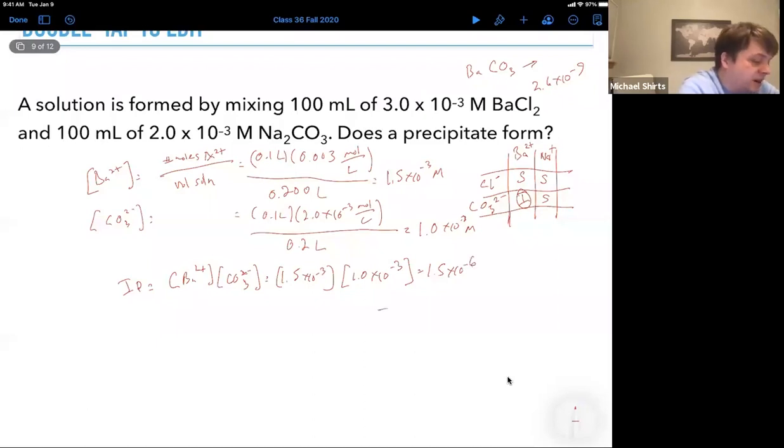And so the ion product is greater than the KSP. And so yes, it will precipitate. We'll get a precipitate. How much precipitate will we get? It will precipitate until the ion product drops down to the KSP. So it keeps precipitating until the concentrations are low enough that it will be in equilibrium.